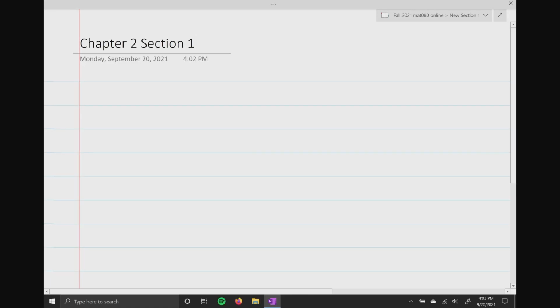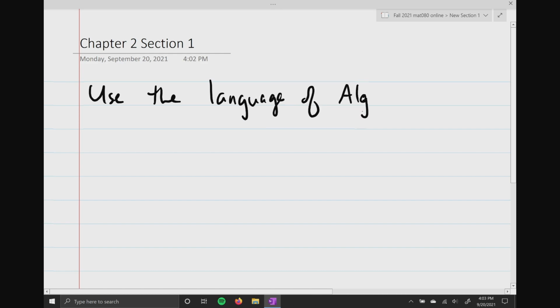All right, so we're going to talk about Chapter 2, Section 1, which deals with the use of the language. Let me see if I can get my handwriting here better. Use the language of algebra. So what we're going to start doing here is we're going to start building a foundation that we're going to use from now until you are done basically with mathematics.